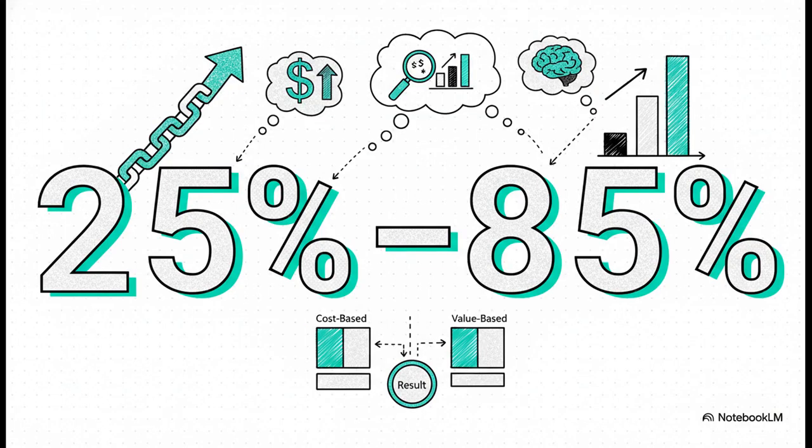Okay, so this all sounds great, but what about the numbers? Well, the researchers didn't just map this out, they quantified it, and the result is, frankly, staggering. So what does this number, 25 to 85%, actually represent?